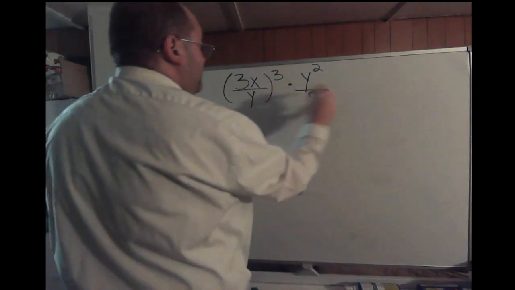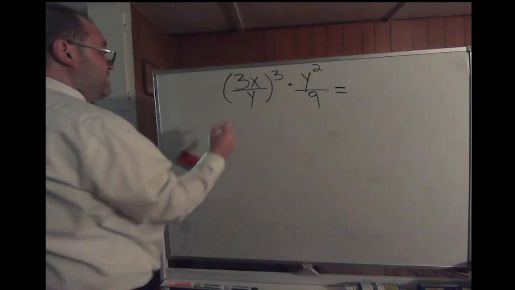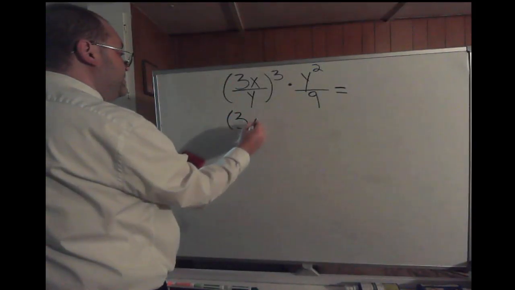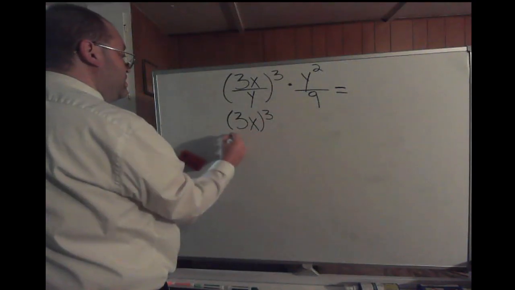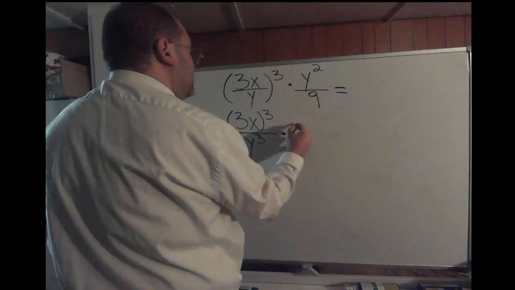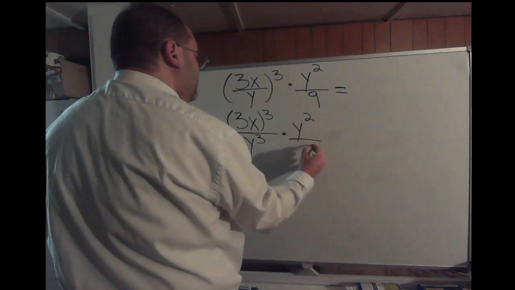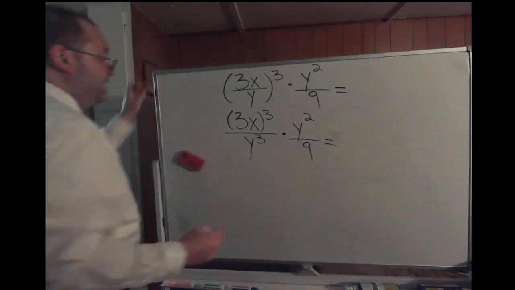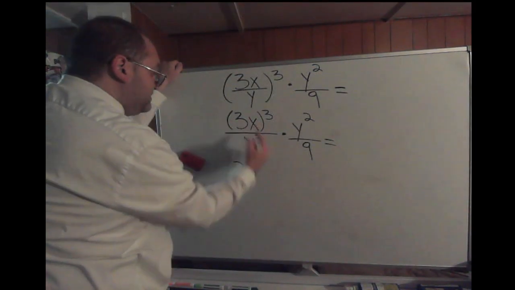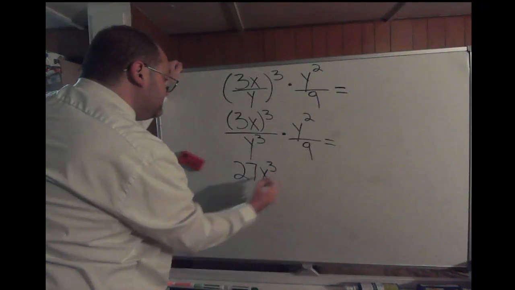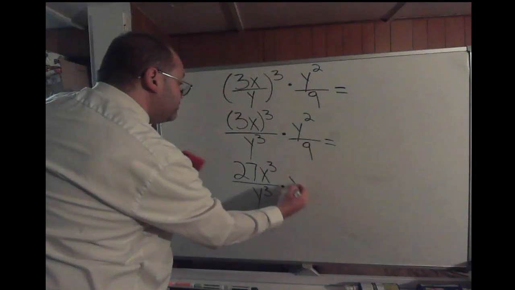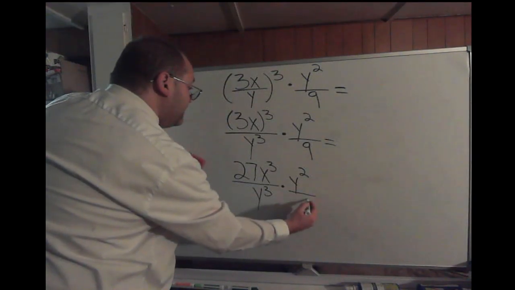Well, let's deal with our exponent here first. In the numerator of this, you'll take that whole quantity of 3x, raise that to the third power, all over y to the third power. Then you'll have that times your y to the second over 9. Now, 3 to the third power is going to be 27. x to the third power is just that. All over y to the third power times your y squared over 9.